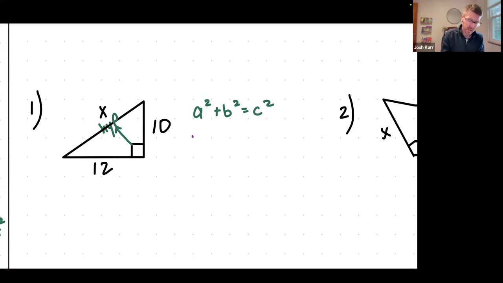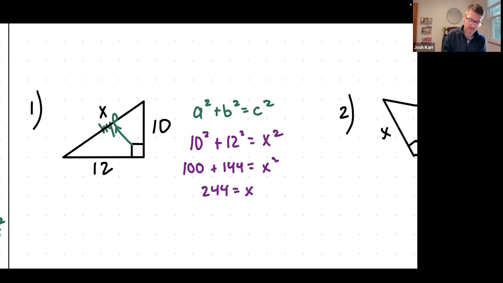All right, so I'm going to put in a 10. I'm going to put in a 12. And c squared is the one we don't know. So that's the one we're solving for. And you can put an x squared there if we would like, okay? I'll go ahead and do that. All right, so now we square our stuff. We get 100, we get 144. We can add those two things together. We get 244 equals x squared.